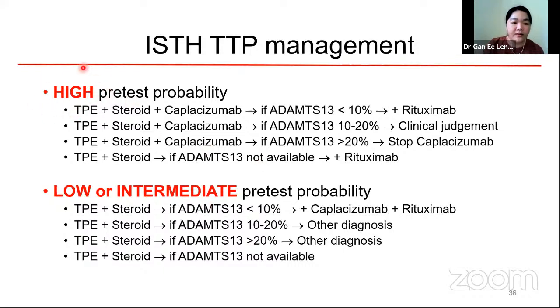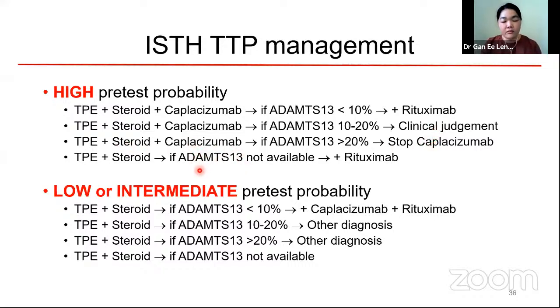When the patient has very high pretest probability, and if we can get the ADAMTS13 result in a timely way, we do plasma exchange, we give steroid, we give caplacizumab, and later our management will be guided by the result of ADAMTS13. Rituximab is for confirmed cases. For borderline or negative cases, we use clinical judgment and stop caplacizumab.